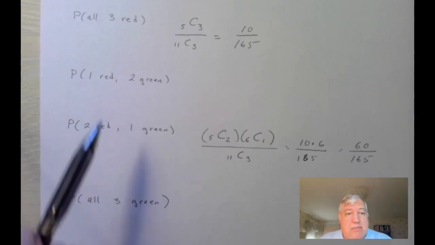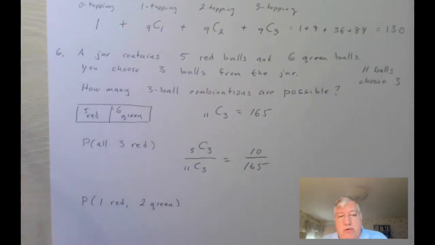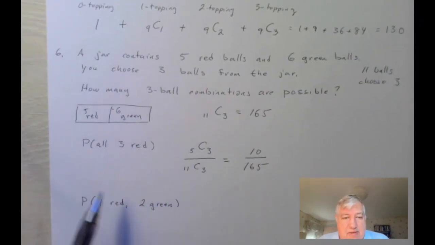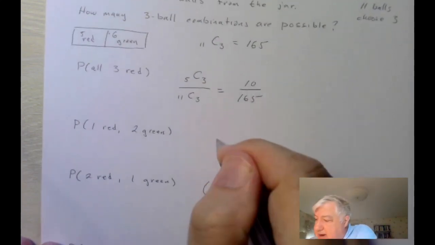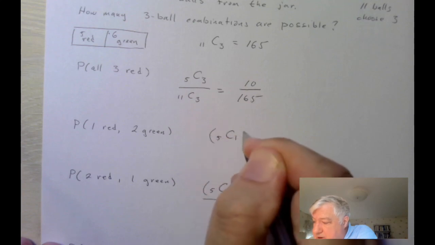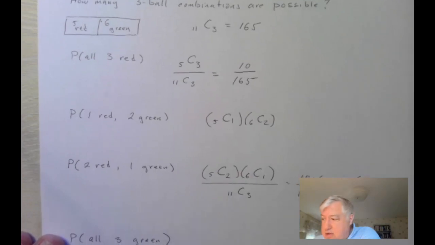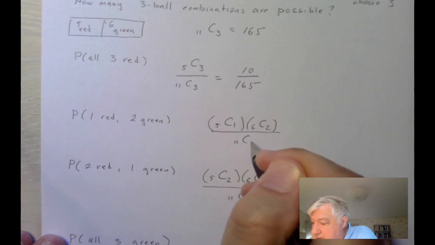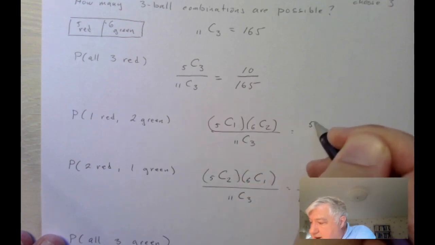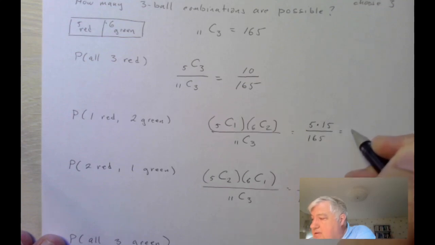All right, what's the probability of 1 red and 2 green? If I ask you to find a combination like this, you would pick 1 ball from here and 2 from here. So there are 5 choose 1 ways to pick the red ball and 6 choose 2 ways to pick the green ball. And then we divide by the size of the sample space again. So this is 5 times 15 over 165, or 75 over 165.